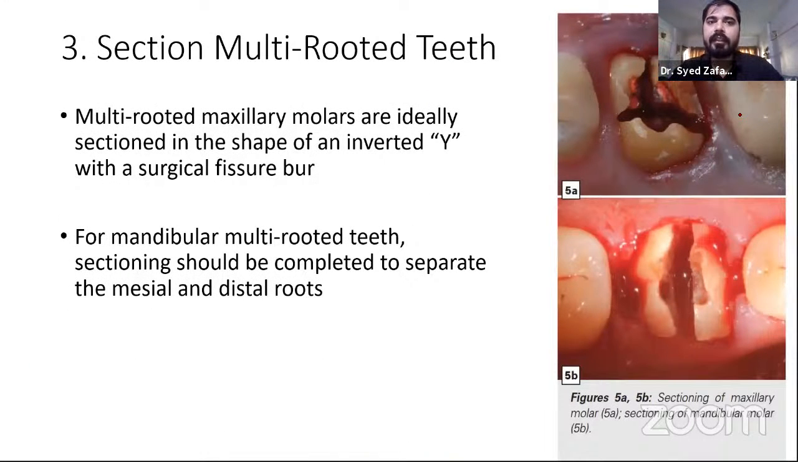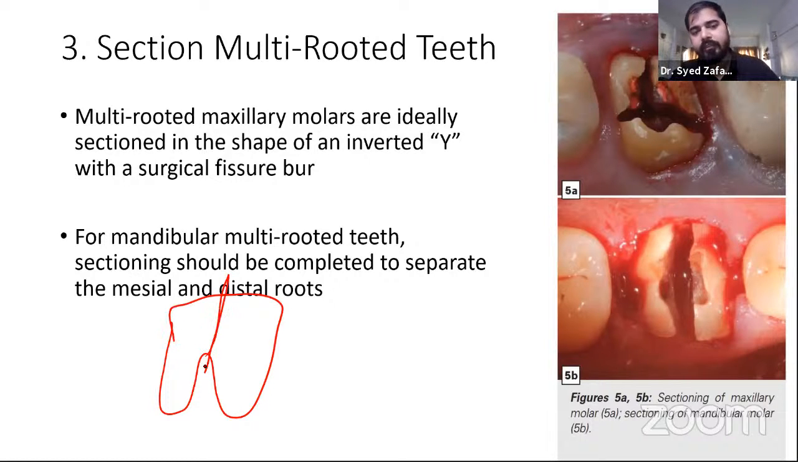Third point, section. If there is a multi-root tooth, section it. If there is a molar, you divide it from buccal to lingual like this. This is the buccal, this is the lingual. Use the handpiece and divide it and section it in two.